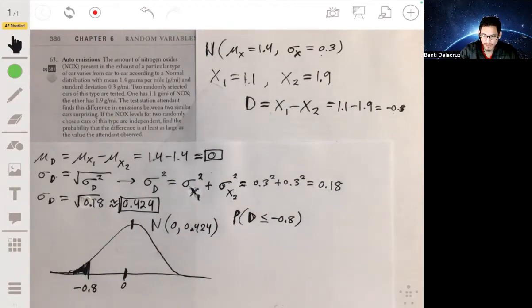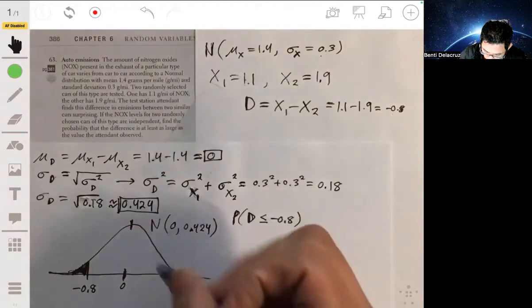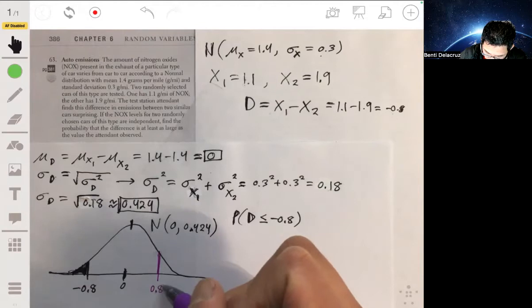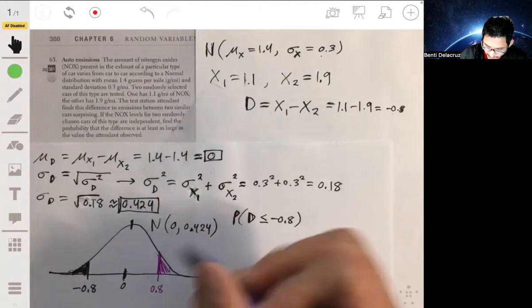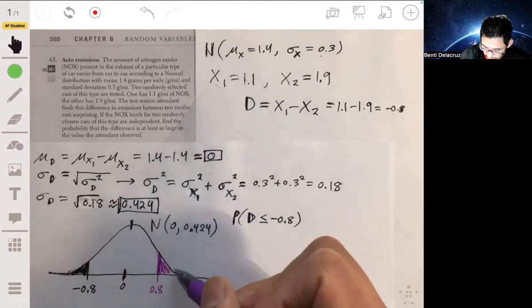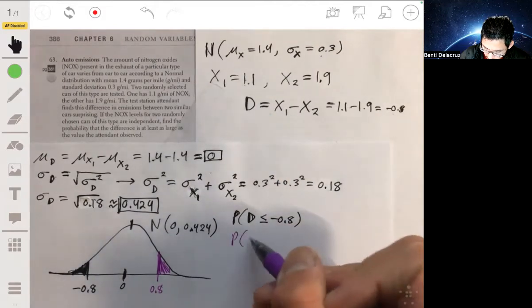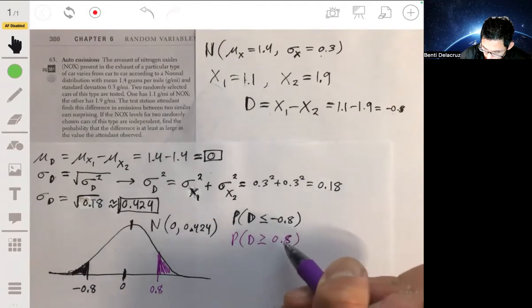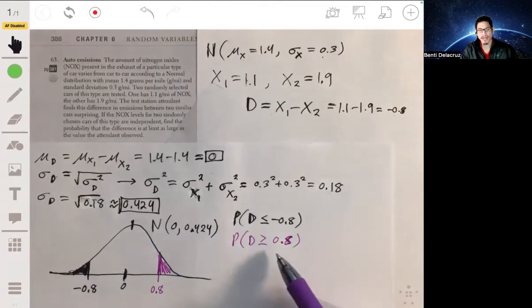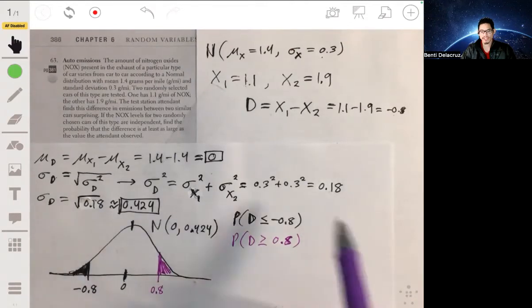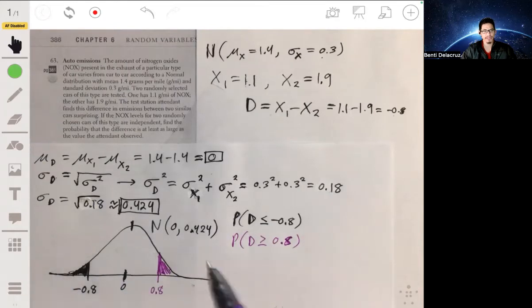But I also want to find the probability of the difference being greater than 0.8, because the difference can come from both ways. You can subtract x2 minus x1 and you would have this area here: the probability that D is greater than or equal to 0.8. I bring this up now so that when I finish the problem, you'll understand it better. You really just have to solve for one of these, because once you find one, you just double it because you have a symmetric curve.